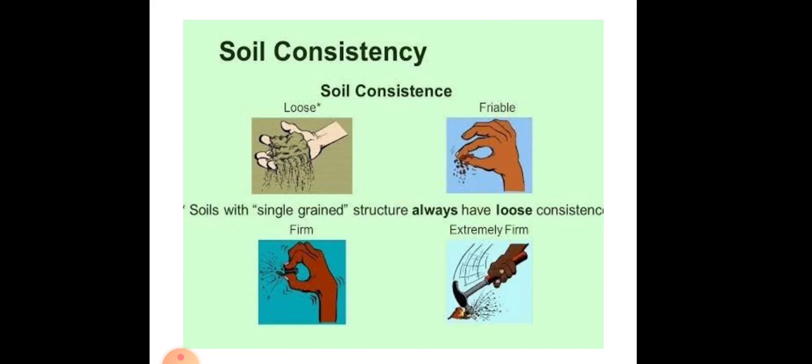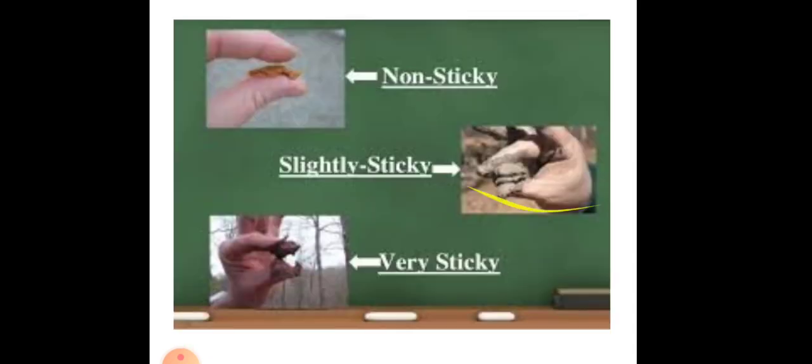There are different parameters of analysis to check the consistency of the soil. First is whether the soil is loose, if the soil is friable, if the soil is firm, and if it is extremely firm. There are some physical parameters which analyze what type of soil it is and what is the exact consistency of that soil.